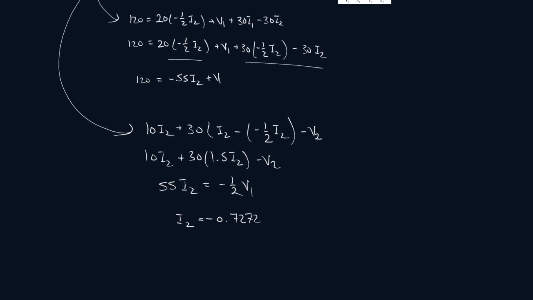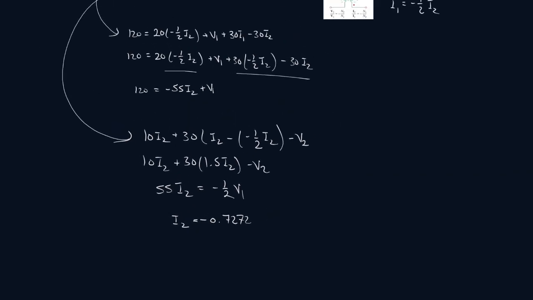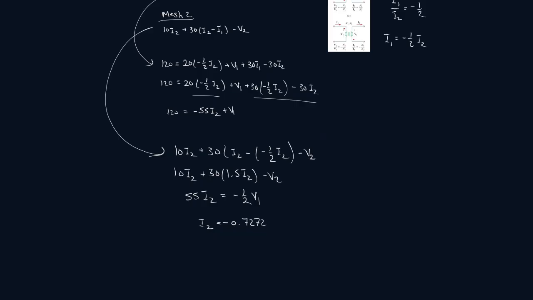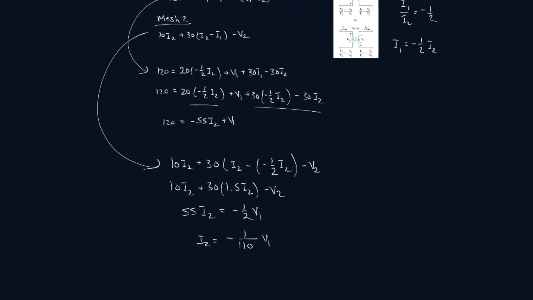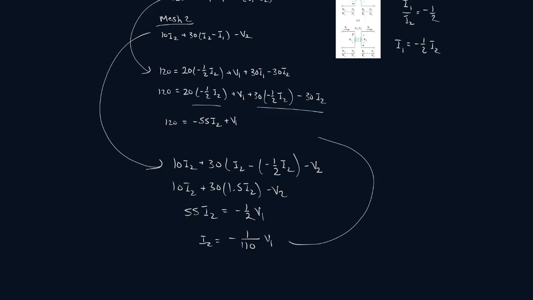Oh wait, no. Sorry, I was looking at the answer sheet. My bad. I2 will be equal to minus 0.5 all over 55. That's honestly a large number. I'm just going to leave it as 2 times 55, which is 110 V1. And we can plug that into here.